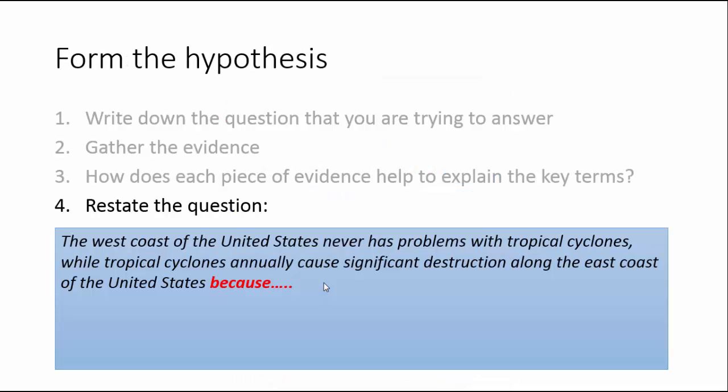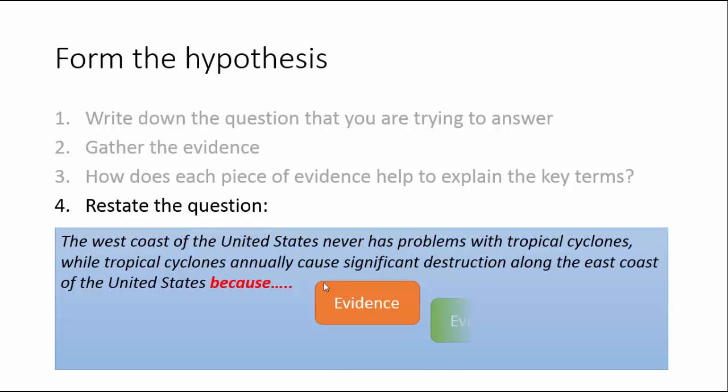To form your hypothesis, restate the question. The west coast of the United States never has problems with tropical cyclones, while tropical cyclones annually cause significant destruction along the east coast of the United States, followed by a because. This should be followed by a statement of fact drawn from your data.